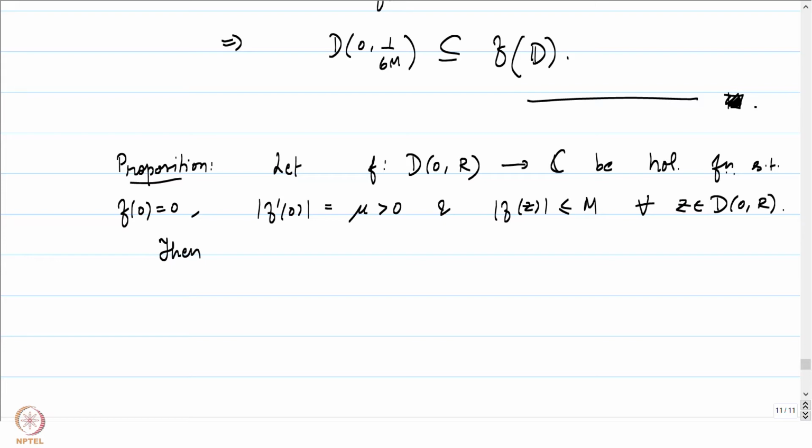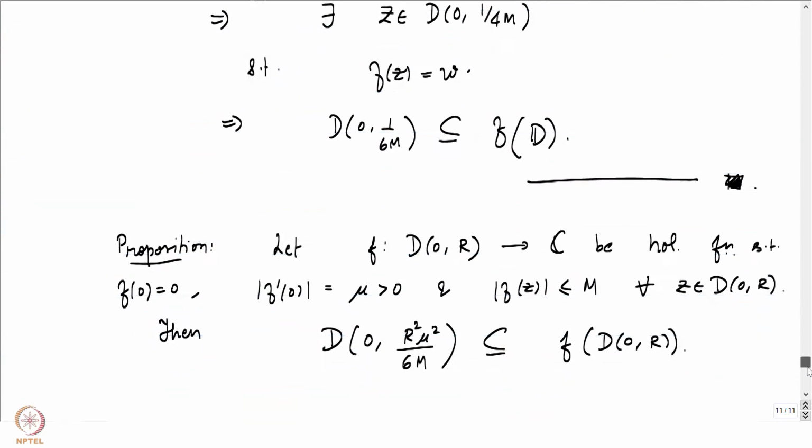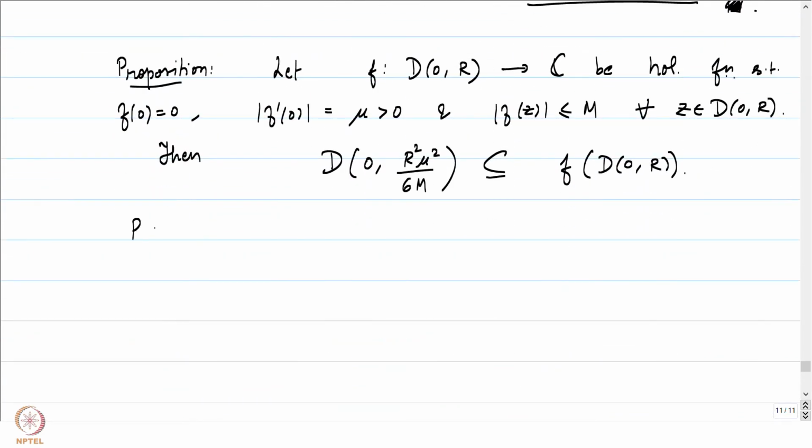Then for this family of functions, we can say that the disk of radius r square mu square by 6m is contained in the image of D0 r under f. We have done the hard work in the previous proposition. The proof here is going to be easy. We are going to reduce this problem to the problem above.